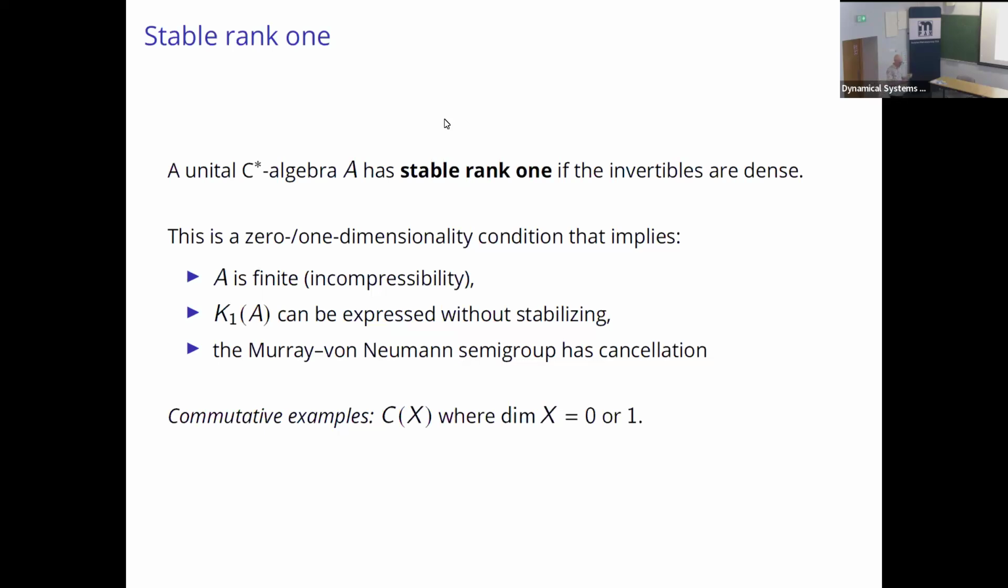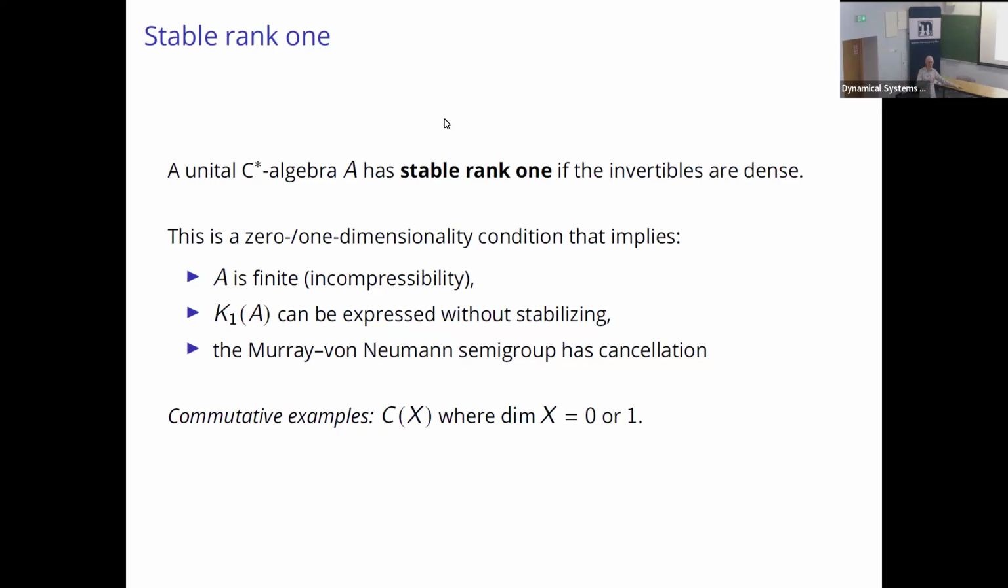stable rank 1. So this is a kind of dimensional invariant in C-star algebra theory. For commutative spaces, it really just boils down to the covering dimension up to a factor of 2. So it's kind of a complex version of covering dimension. So if you have a space of dimension 0 or 1, like the interval, continuous functions on that space will have stable rank 1. Because these are complex valued functions, right?